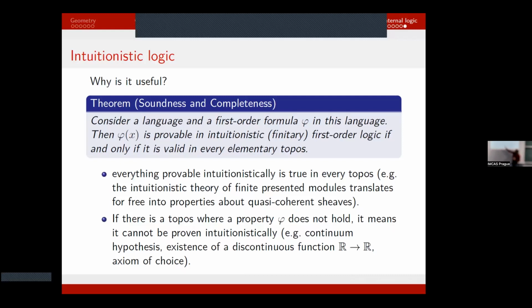But there's also the other way around that can be exploited. If I manage to find a topos weird enough that a property doesn't hold, it also means that we will not be able to prove it by intuitionistic logic, which is how certain things have been proved, like the independence of the continuum hypothesis from Zermelo-Fraenkel. The existence of a discontinuous function apparently cannot be proved: there exists a topos where every function from R to R is continuous.